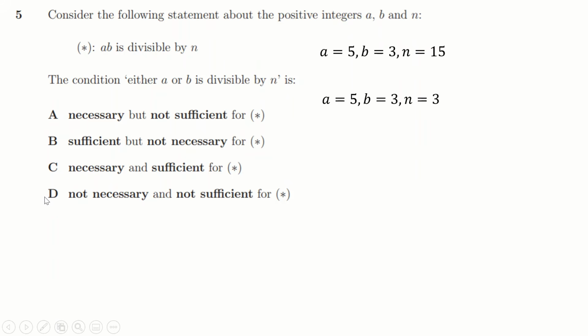Number 5, counterexamples, or examples, I guess. So ab is divisible by n. The condition either a or b is divisible by n is necessary or sufficient or whatever. Okay, here's an example of ab divisible by n. So ab, 15, 5 times 3, is divisible by 15. I know that. But when I come to this, either a or b is divisible by n. Well, neither 5 or 3 are divisible by 15, mostly because they're both smaller than 15.